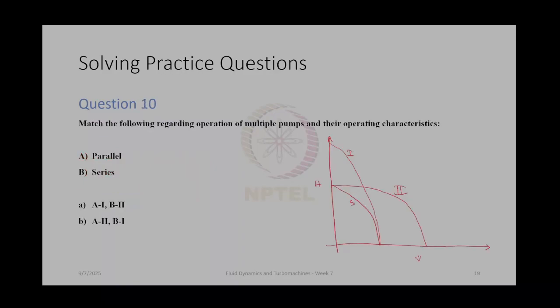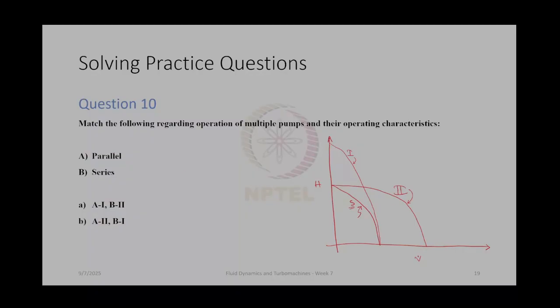Okay, so now let's take a look at question number 10, where you have to match the following. This is regarding the operation of multiple pumps at once, basically two of them at once, and how the operating characteristics change. This curve over here is a single pump, which is why it's marked by S, whereas these are the two other curves. One is this one, and two is this curve.